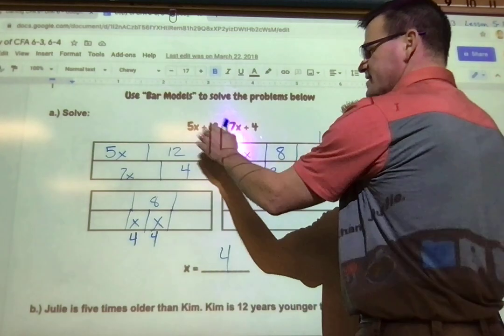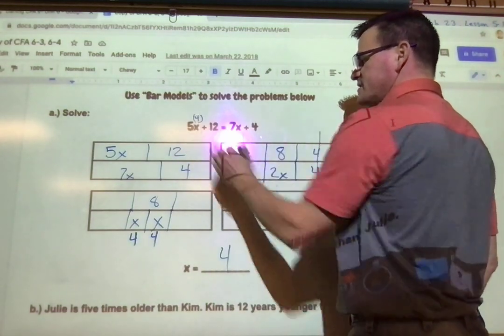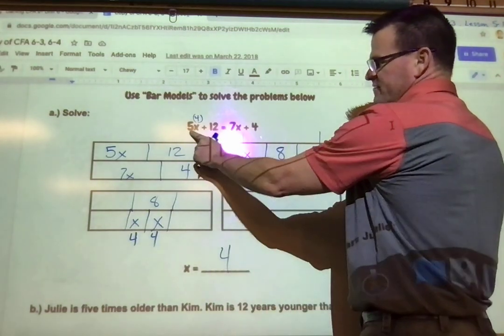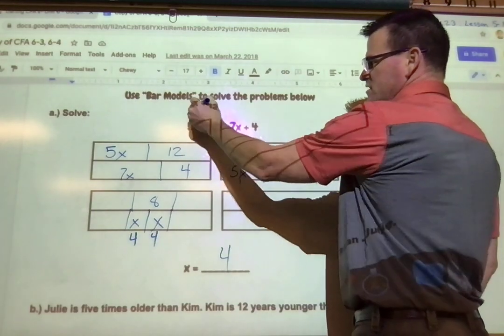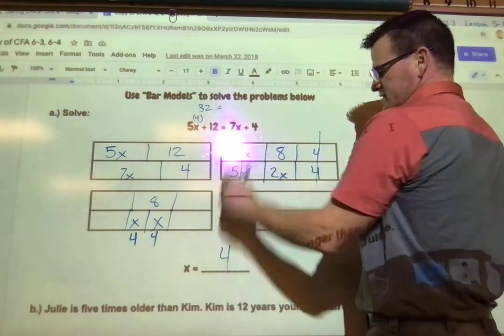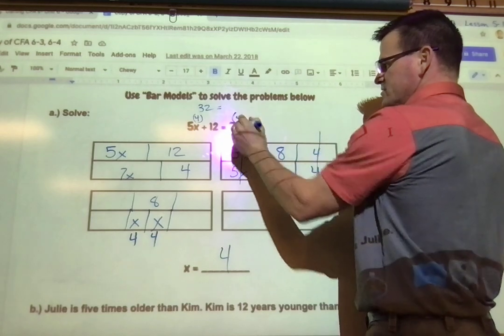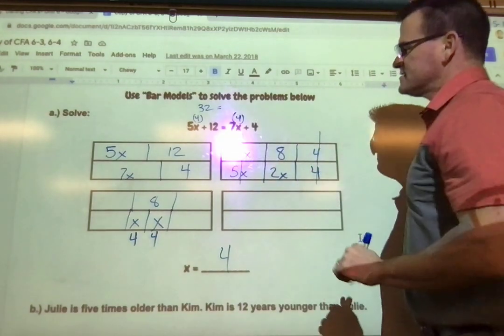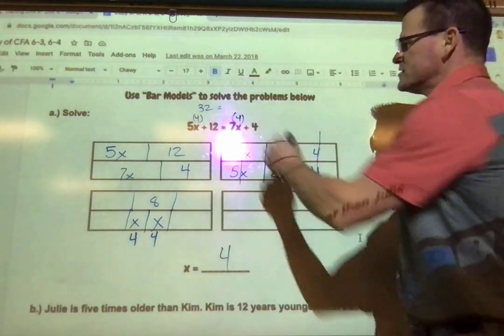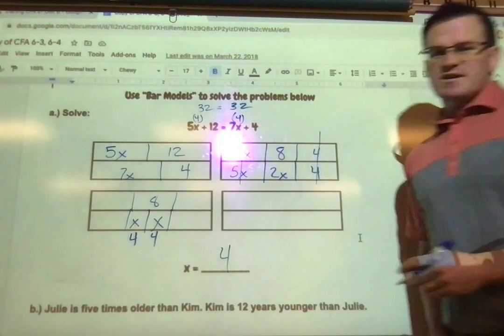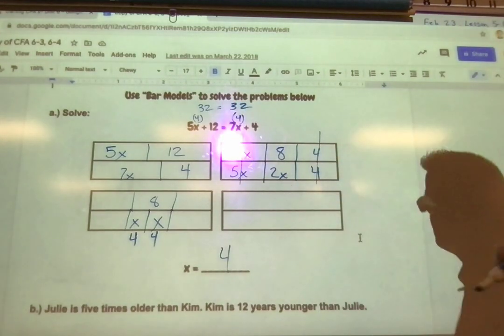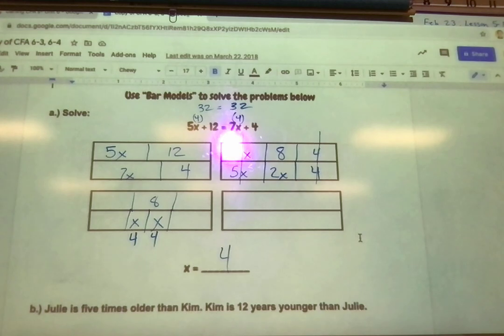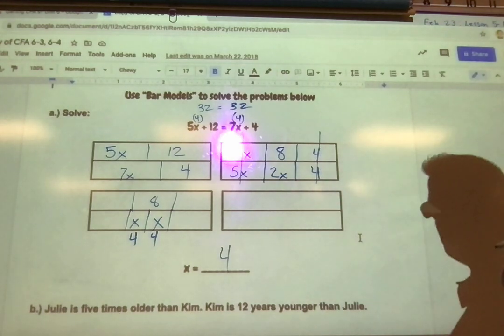And let's go ahead and plug that in, substitute, double check that it works, always verify it. 5 times 4 is 20. 20 plus 12 is 32. And we said x is 4, so I'll plug it in here too. 7 times x, 7 times 4 is 28, plus 4 is 32. So both sides equal each other, and I know x has to equal 4. So that's an example of solving an equation using a bar model.